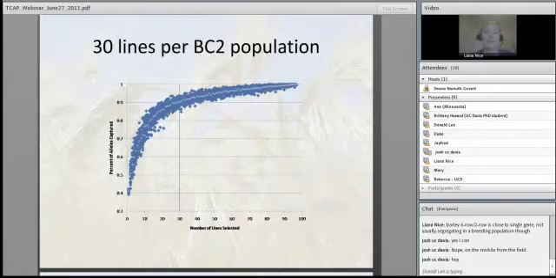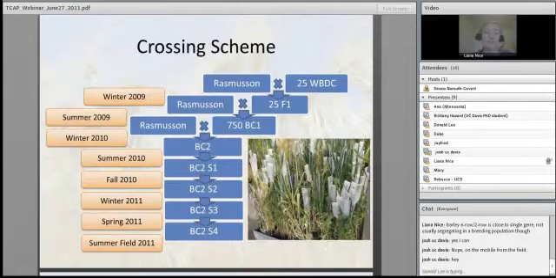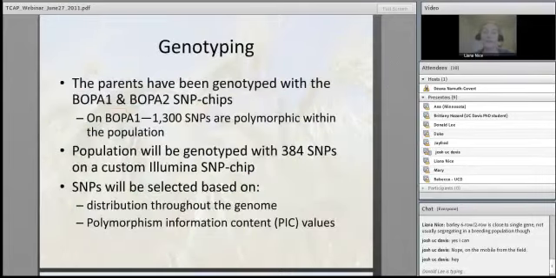So that seemed like a pretty good compromise as far as number of individuals in the population versus the coverage of that wild barley genome in the population. So this is just a crossing scheme. It's been the last couple years of getting all this population together, and you can see we're now in summer field 2011, and I have BC2 S4 plants in the field right now for preliminary analysis.